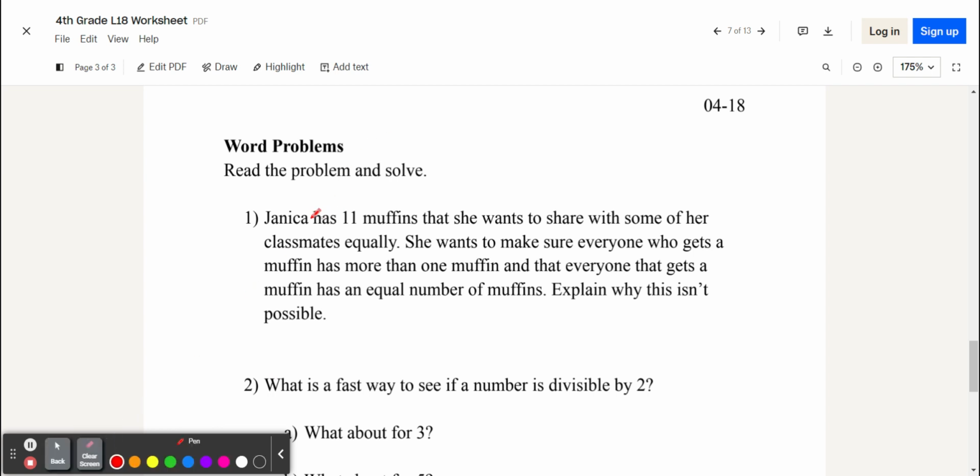So, unfortunately for Janica, 11 is a prime number. That means the only way it can be split evenly or divided evenly is 1 times 11, which means she can either give one muffin to 11 people, but she wants to make sure everyone gets more than one muffin, so that's not possible. So she can also give 11 muffins to one person, but that wouldn't exactly be sharing. She'd just have them all to herself, anyways. So that's why it's not possible to share 11 muffins equally.